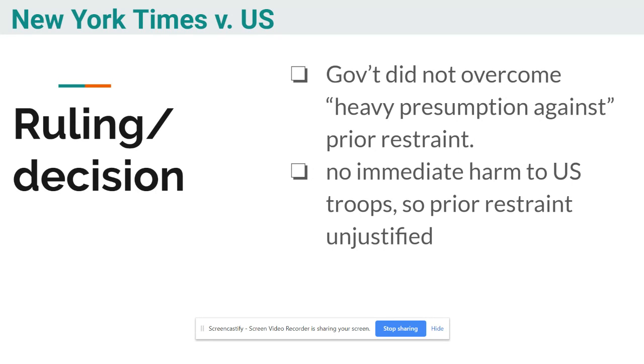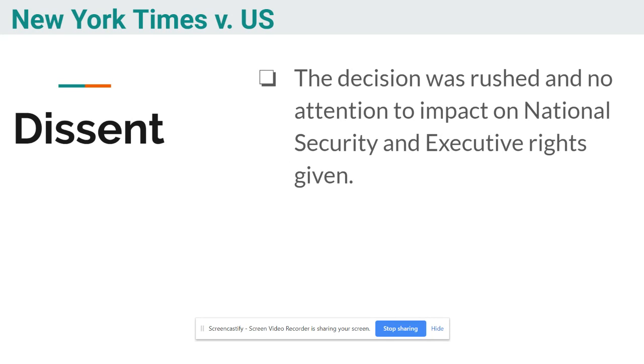All right, pause if you need to. Last thing is the dissent. There were 3 justices who dissented, and their main argument really centered around this. They just said this decision was rushed, and they hurried it through the court system, and no attention to the impact on national security and executive rights was given.